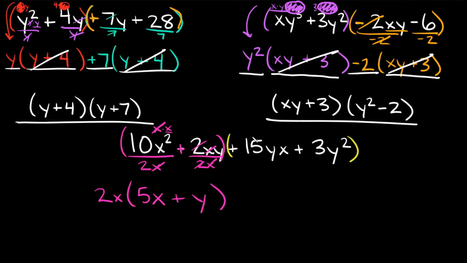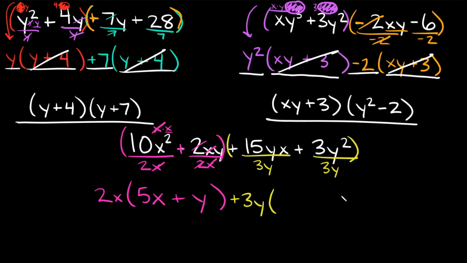Okay, and then we can factor this last one right here. So positive 15yx plus 3y squared. Now, what's the biggest number or term that we can pull out from both of these? Well, both of these are divisible by 3y, right? This one's divisible by 3y, and this one's divisible by 3y, okay? And positive 3y, right? So that would be plus 3y.